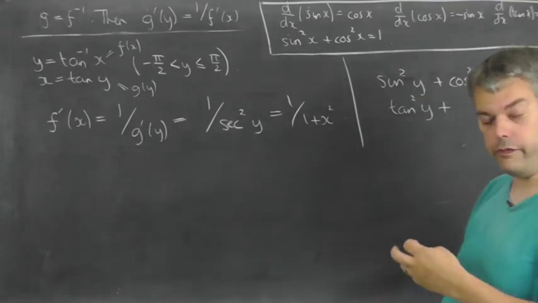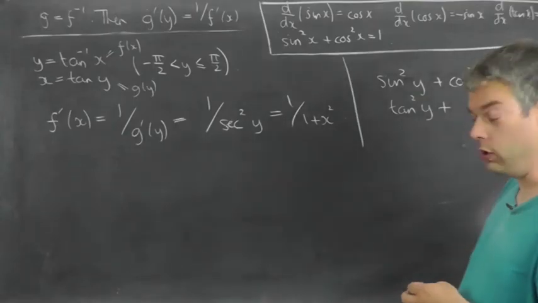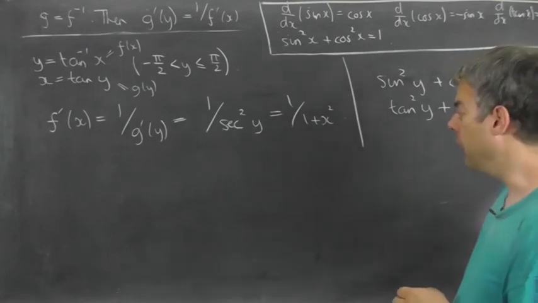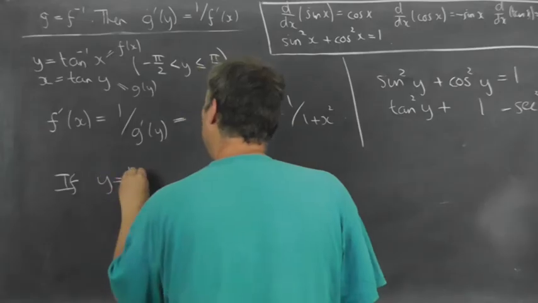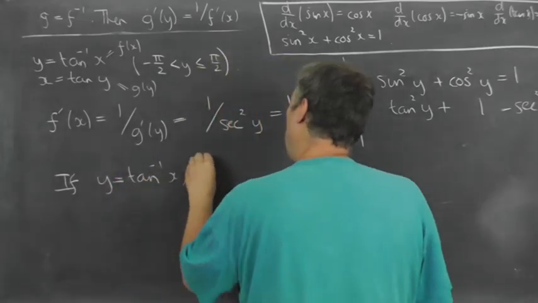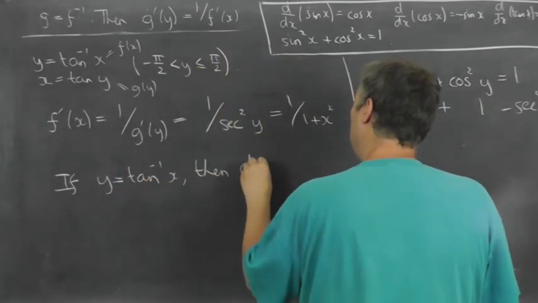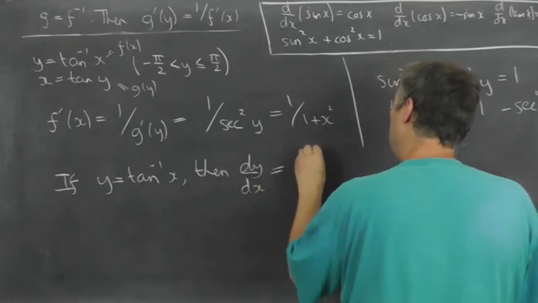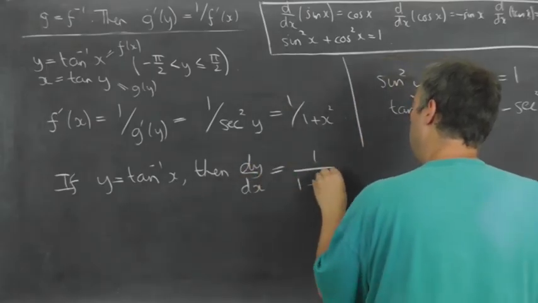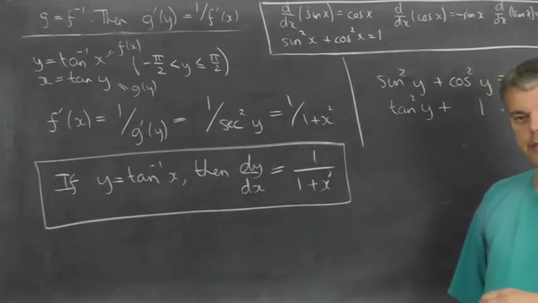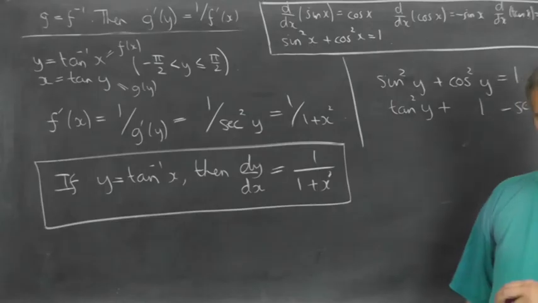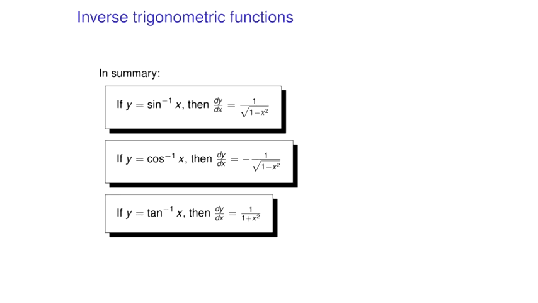So now we've differentiated our last inverse trig function. So if y equals tan inverse of x, then dy by dx equals 1 over 1 plus x squared. And that's another nice differential we're going to add to our standard library. So here's a summary of all the inverse trigonometric differentials.